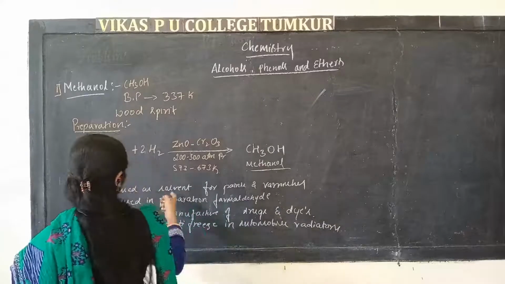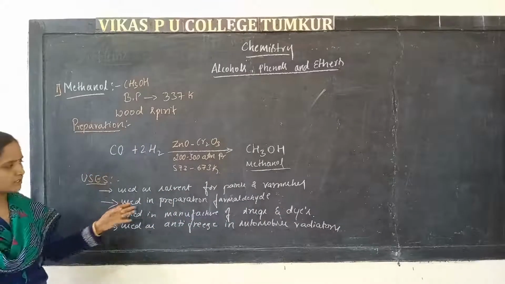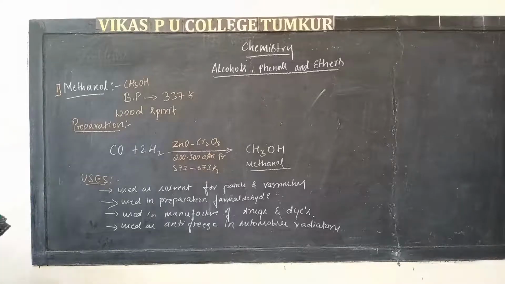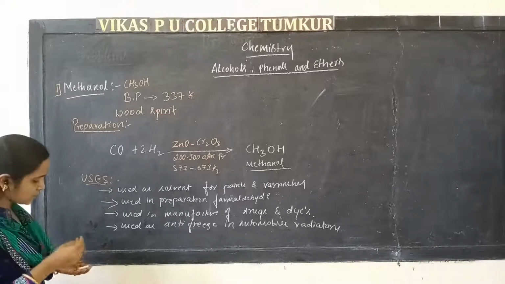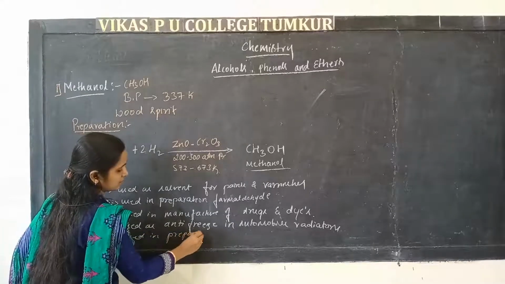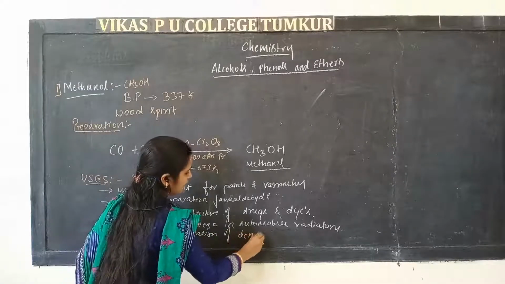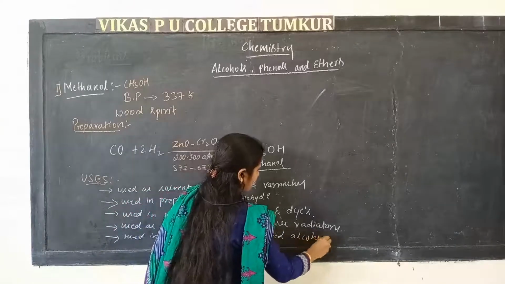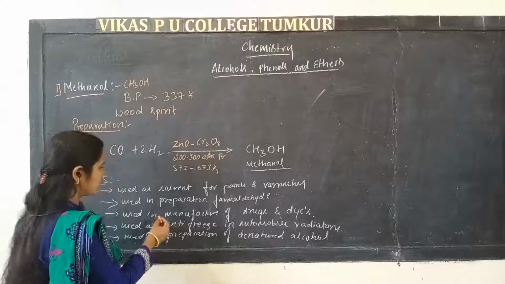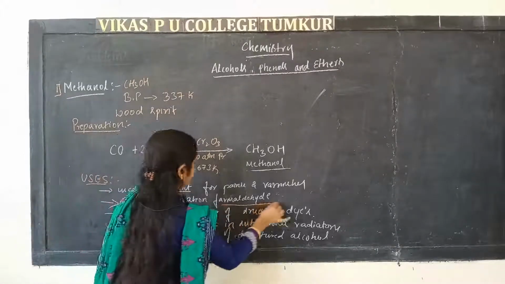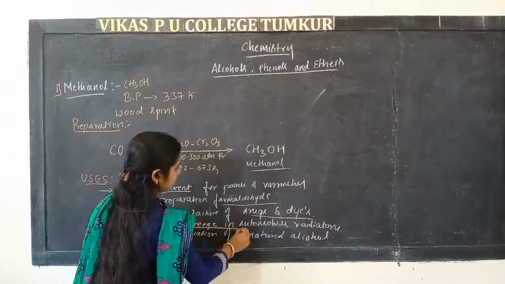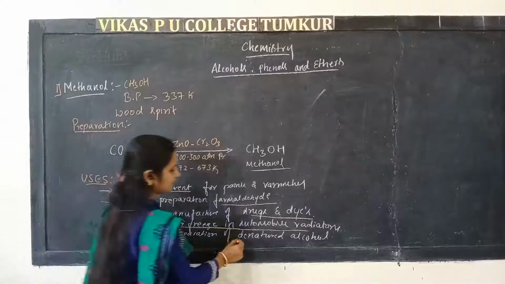So it is used as a solvent for paints and varnishes, in the preparation of formaldehyde, in the manufacture of drugs and dyes, as an antifreeze in automobile radiators, and also in the preparation of denatured alcohol. This is about the uses of methanol.